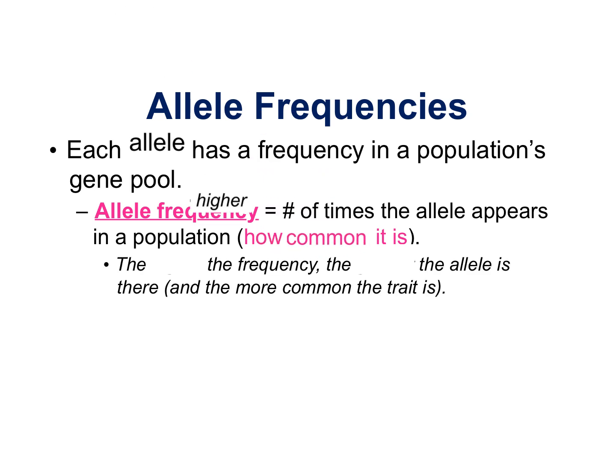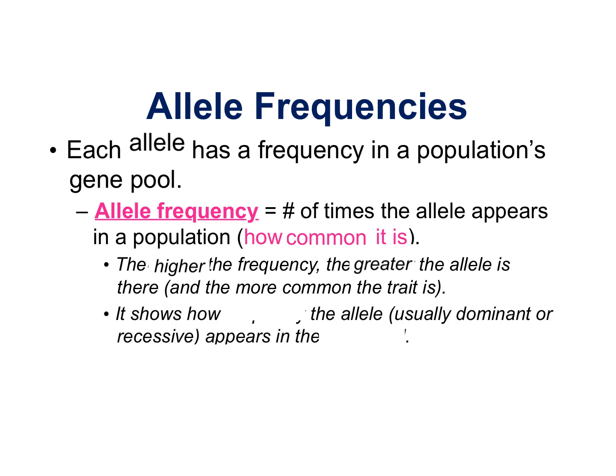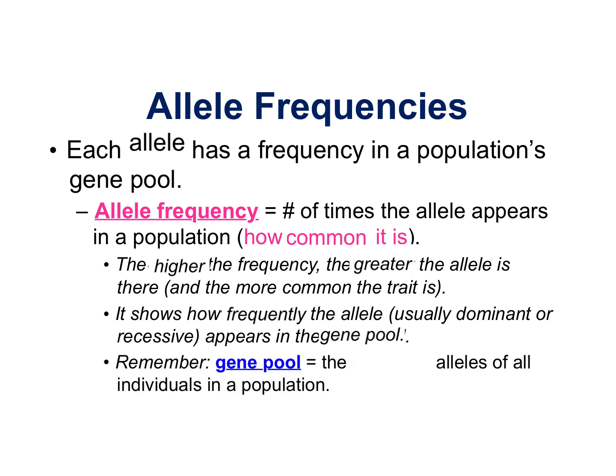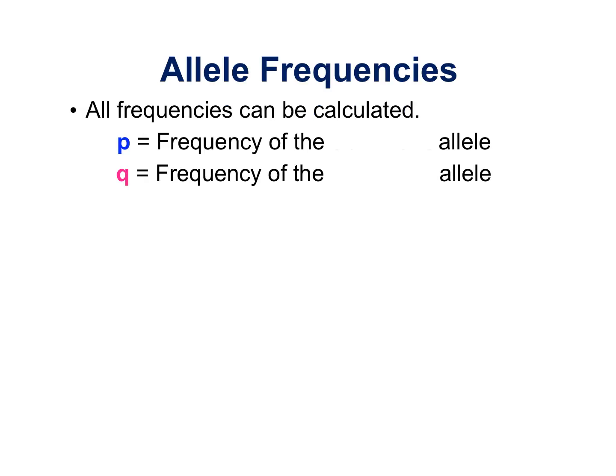So essentially, the higher the allele frequency, the greater the allele is there. So it's going to be more common the more frequently we see it. It also shows us how frequently the allele, usually dominant or recessive, appears within the gene pool. So it can show us how common it is and whether it's dominant or recessive. And remember that the gene pool is our combined alleles of all individuals in the population. So we can actually physically count the allele frequency.